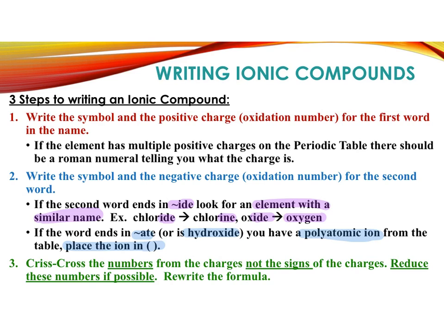And then you do my favorite part. You crisscross the numbers. You only crisscross the numbers; you don't worry about the positive and negative signs. You crisscross just the numbers because that tells you how many of each positive or negative charge will balance each other out. Then, reduce these numbers if possible. So if you have a 2 plus and a 2 minus, you would reduce the 2's to 1. If you have a 2 plus and a 4 minus, you would reduce the 2 to a 1 and the 4 to a 2. We'll see some examples of this as well.